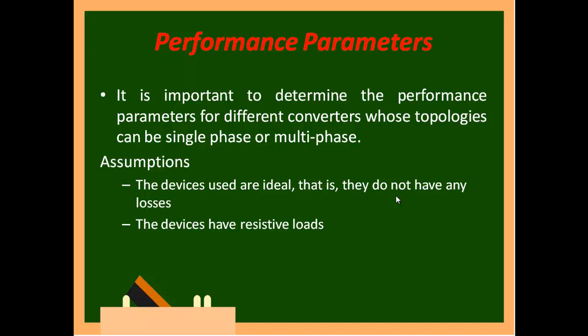So for those 4 topologies you can have various performance parameters. So you just take it as an assignment. Take an A4 paper, put a tabular column, on the top write all types of topology, and on the left hand side you write the parameters one by one. Okay, so assumption: the devices used are ideal, that is, they do not have any losses.